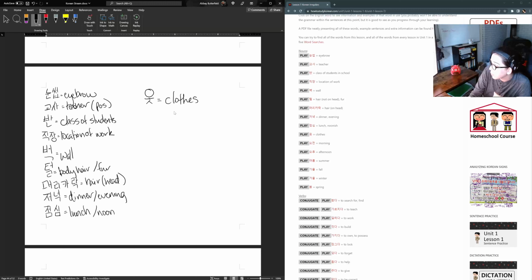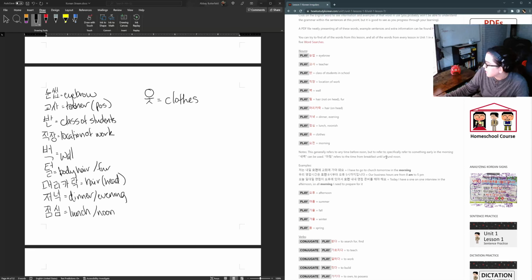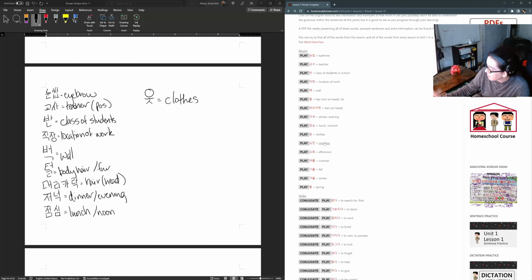And morning, 오전. So I wonder what the difference in 오전 and 아침 is. This generally refers to any time before noon, but to refer to something early in the morning, 새벽 can be used. 아침 refers to time from breakfast until around noon. That makes no sense to me. You know what? It's fine. It's all good. 점심, 옷, and 오전. Sorry, 오전.